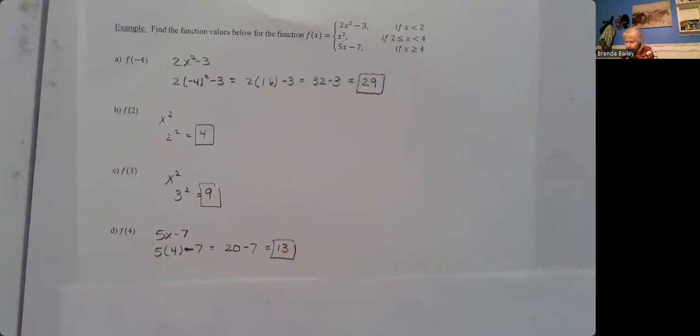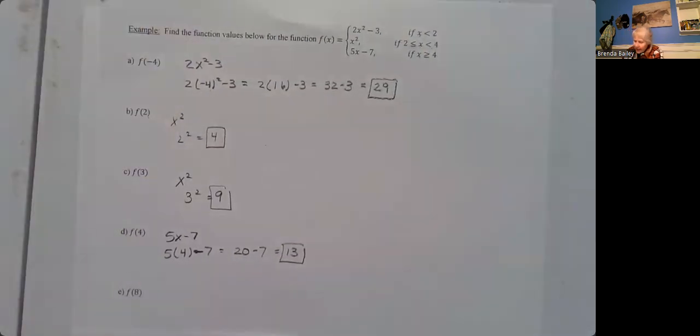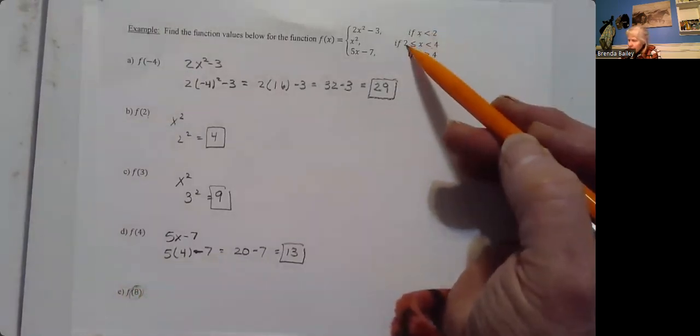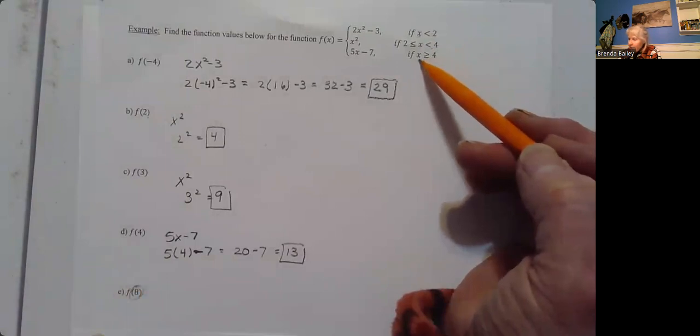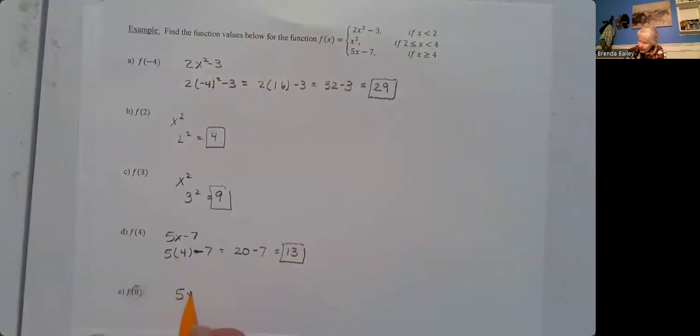All right. Oh, we have one more. 8. So where does 8 fall over here? It's not less than 2. 8 is not between 2 and 4, but 8 is larger than 4. So we're going to use this one, 5x minus 7. 5 times 8 minus 7. So we get 40 minus 7, 33. All right. Awesome. I hope that makes sense with these piecewise.